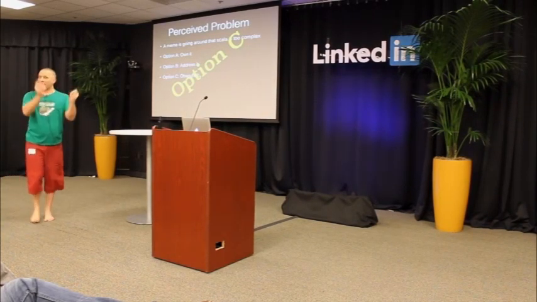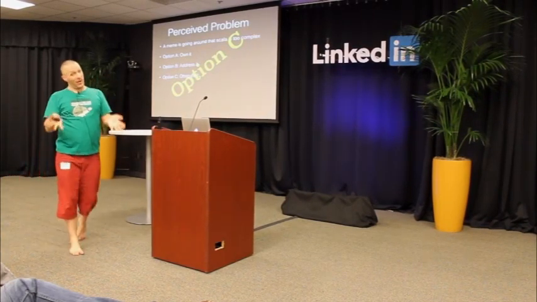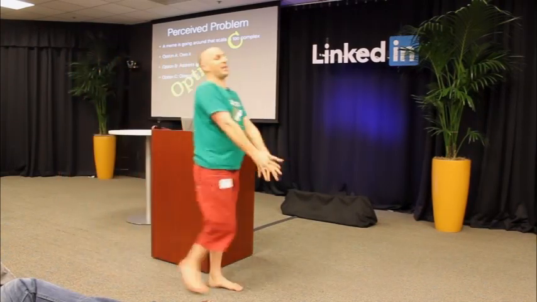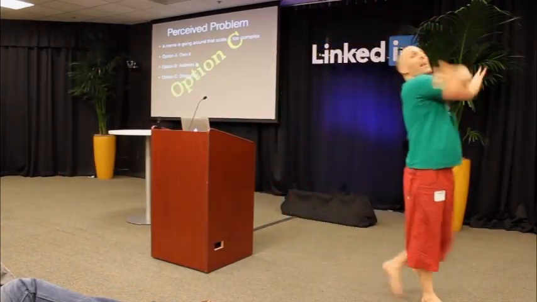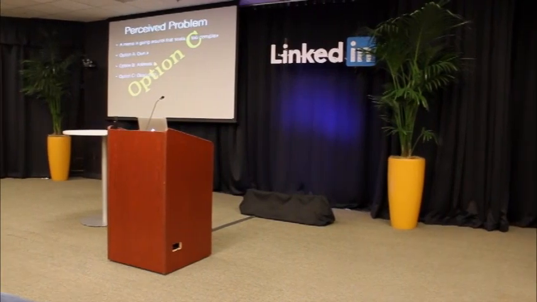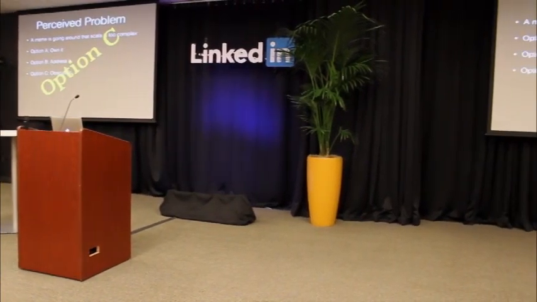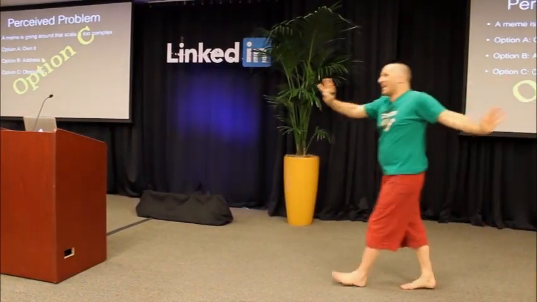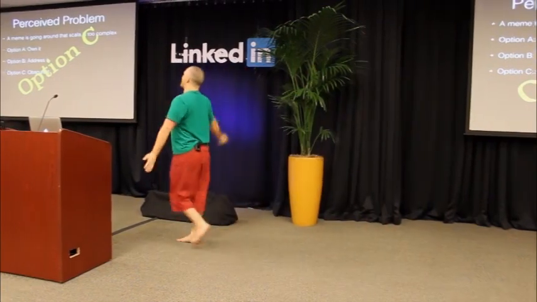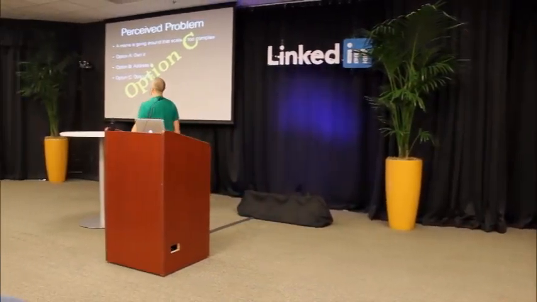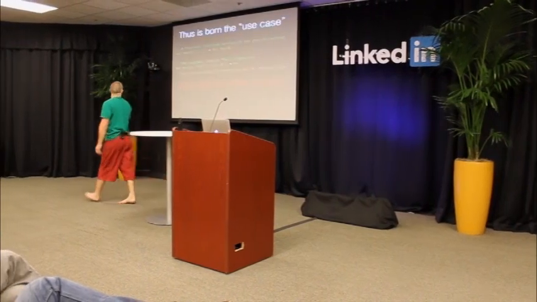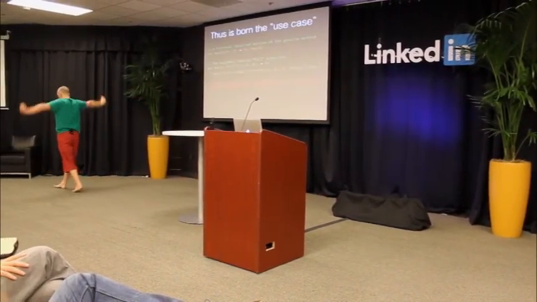Or we could lower the complexity of the language, like say, you're right, it's too complex, here we are decomplexifying it. Or we could try to hide it. Could say, it's complex, but if they can't see it, then it's not. So option C, after much debate, was settled on, and thus was born the use case.